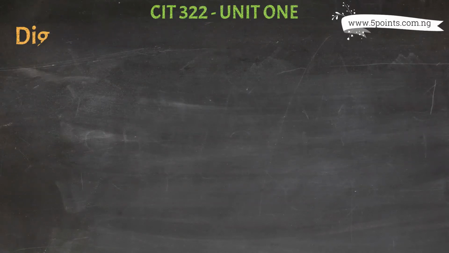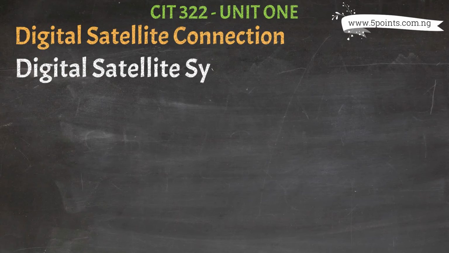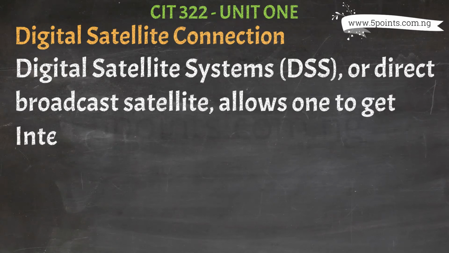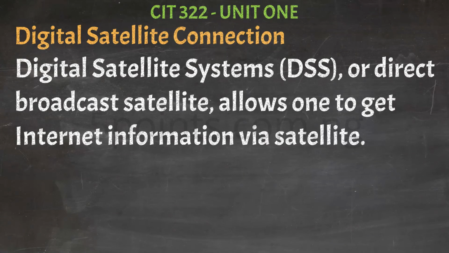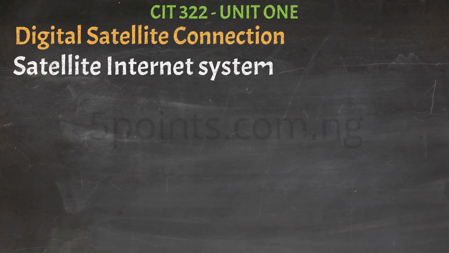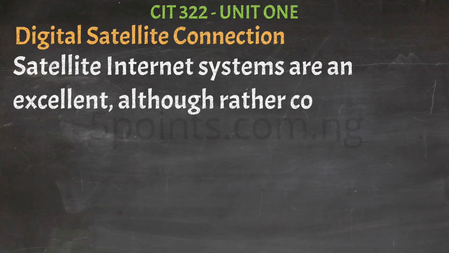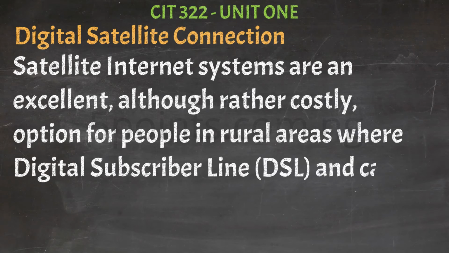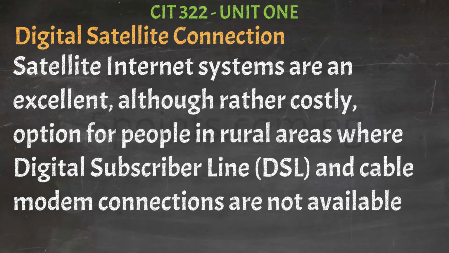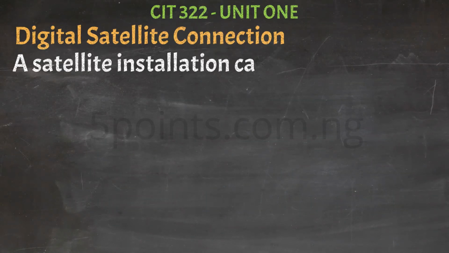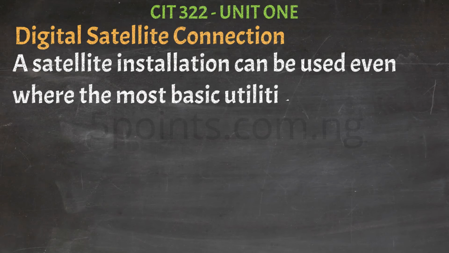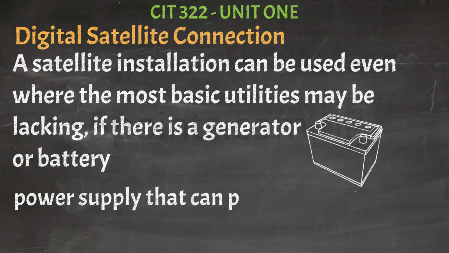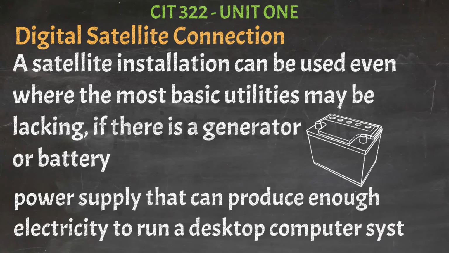Last on the list is digital satellite connection. Digital satellite systems, DSS, or direct broadcast satellite, allows one to get internet information via satellite. Satellite internet systems are an excellent, although rather costly, option for people in rural areas, where digital subscriber line, DSL, and cable modem connections are not available. A satellite installation can be used even where the most basic utilities may be lacking, if there is a generator or battery power supply that can produce enough electricity to run a desktop computer system.